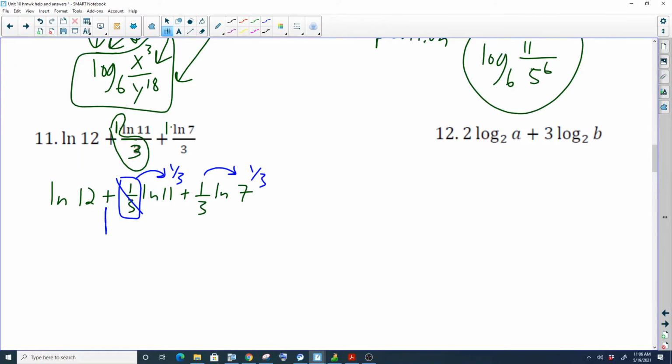And now, what does addition become when you're condensing? So addition becomes multiplication. So we're going to go ln, only one of them, only one.